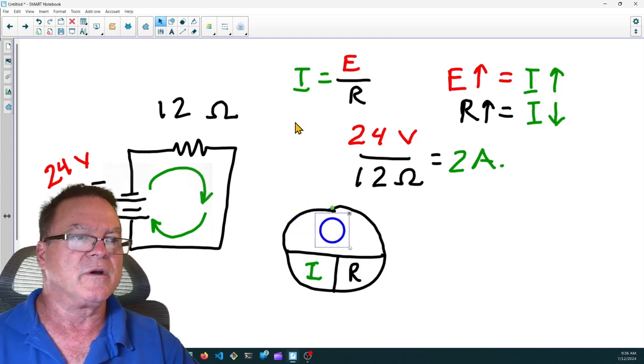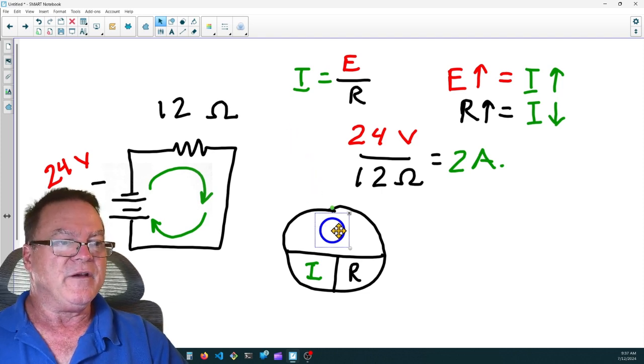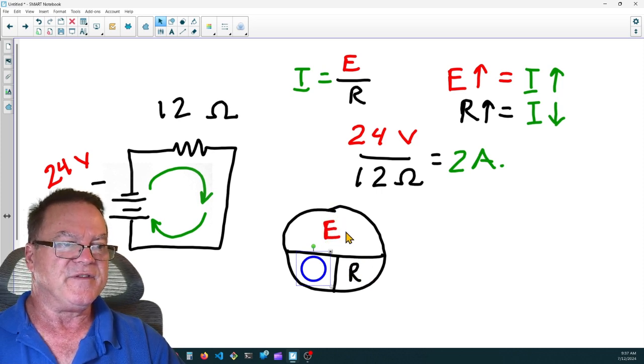Well, okay. That'll work. You can cover the unknown. If we cover I, if we say, what is current? Current equals voltage divided by resistance. The E is above the R, so it's voltage divided by resistance.